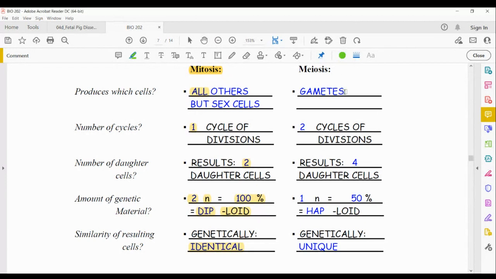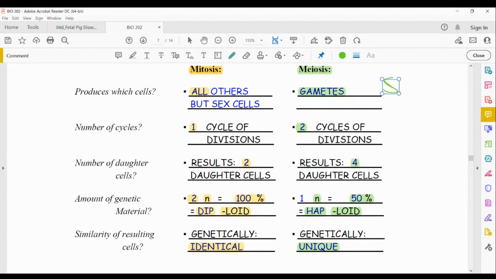Well, the production of the sex cells was a little different. We actually went through two cycles of cell division. As a result, we're left with four daughter cells, each one containing 50% of the genetic material. So you can see in literature that being referred to as N for the amount of genetic material, sometimes also called haploid cells in terms of the genetic material.